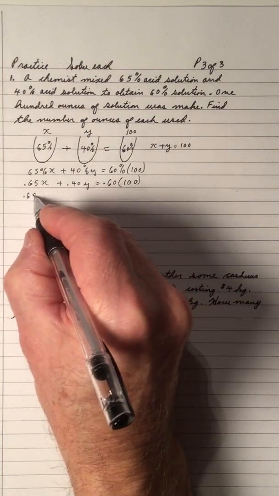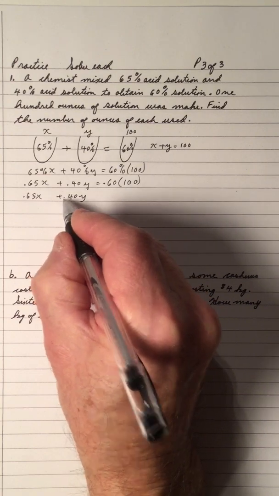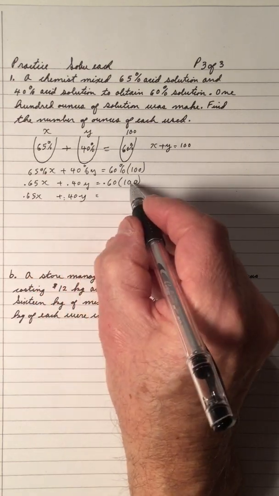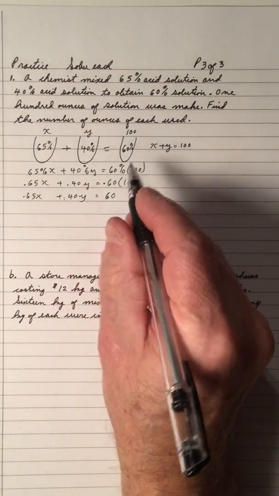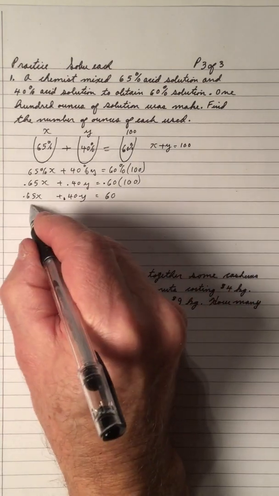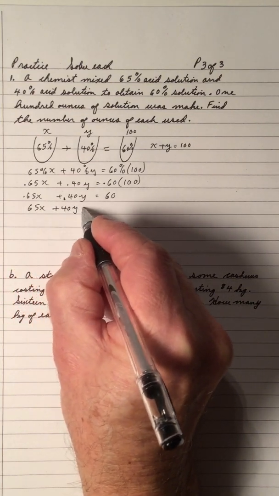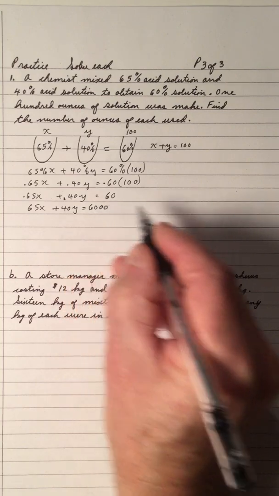So let's simplify the right side. Decimal 60 times 100 is 60. And now we multiply everything by 100 because there's two decimal places. So 65x plus 40y equals 6,000.